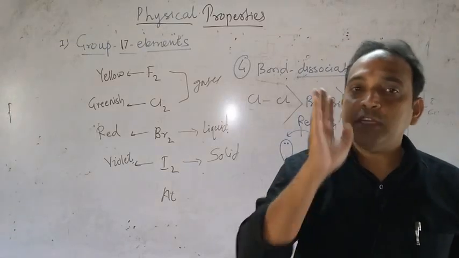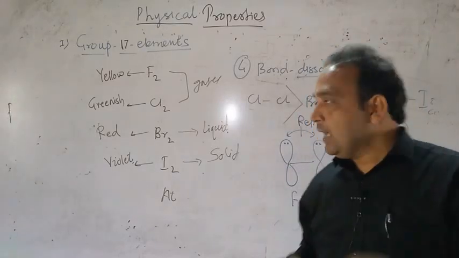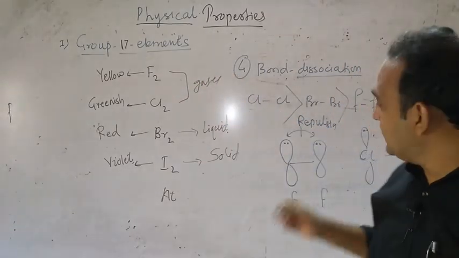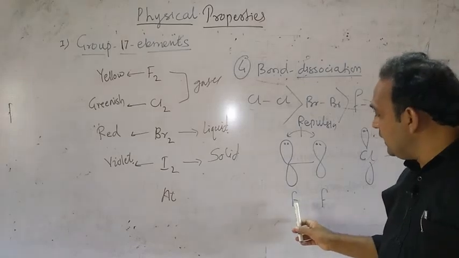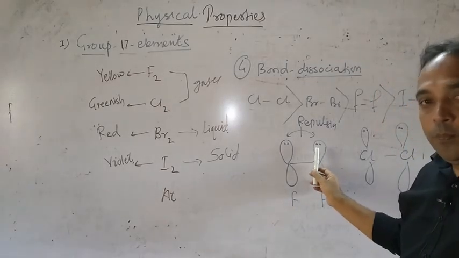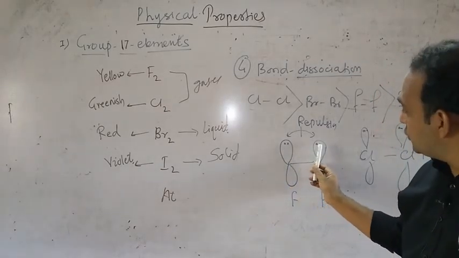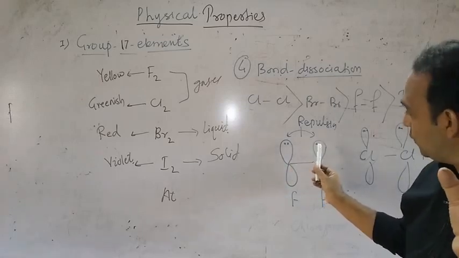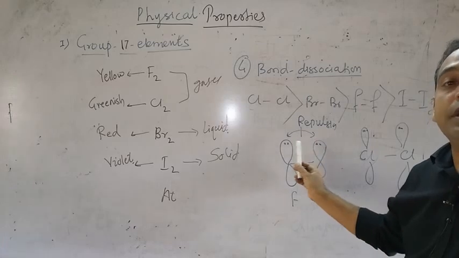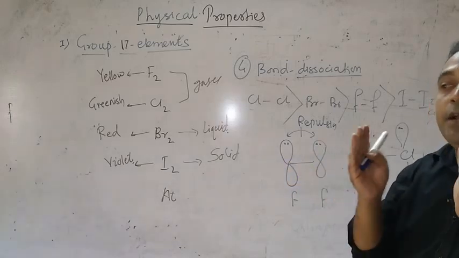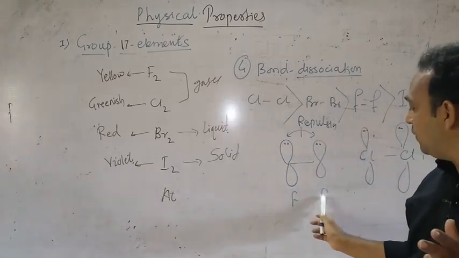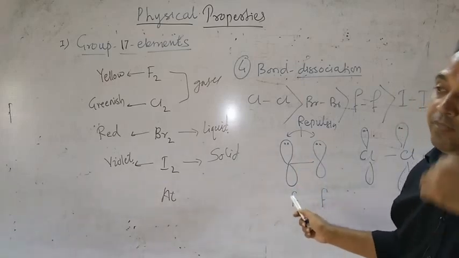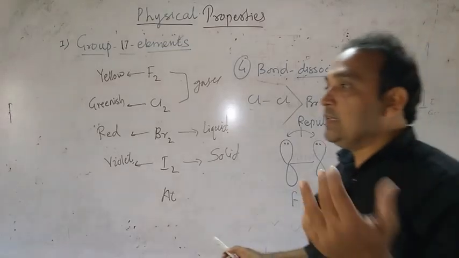Simple, the answer is in 2 points. First point, atomic size of fluorine is less as compared to chlorine, and second point, in case of each fluorine atom lone pair of electrons is present, the distance between these lone pairs of electrons is minimum, less, due to which the greater repulsion takes place. As a result that fluorine bond becomes weaker, and because of repulsion the bond becomes weak. As the bond is weak, less energy is required to break the bond.